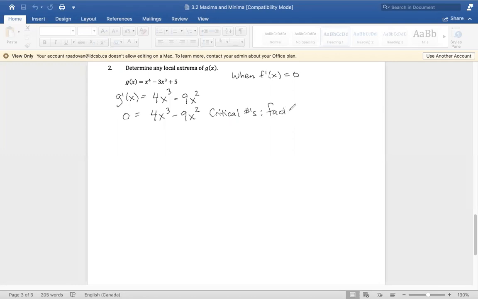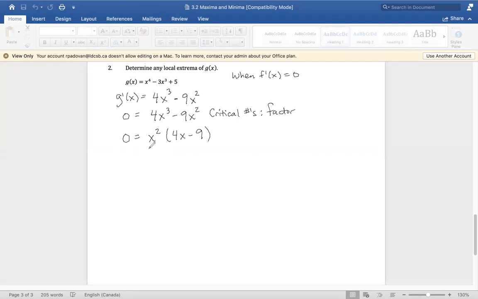We need to factor. So there's no number between the 4 and the 9, but I can pick out a common x squared. So that would leave me with 4x minus 9. Now be careful. This isn't squared, so it's not a difference of squares. I can't square root just x, right? So that's as far as I can go.